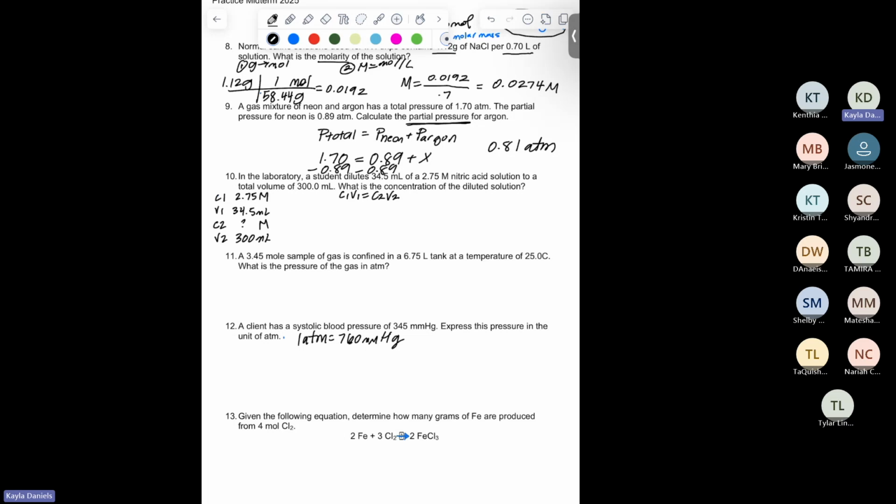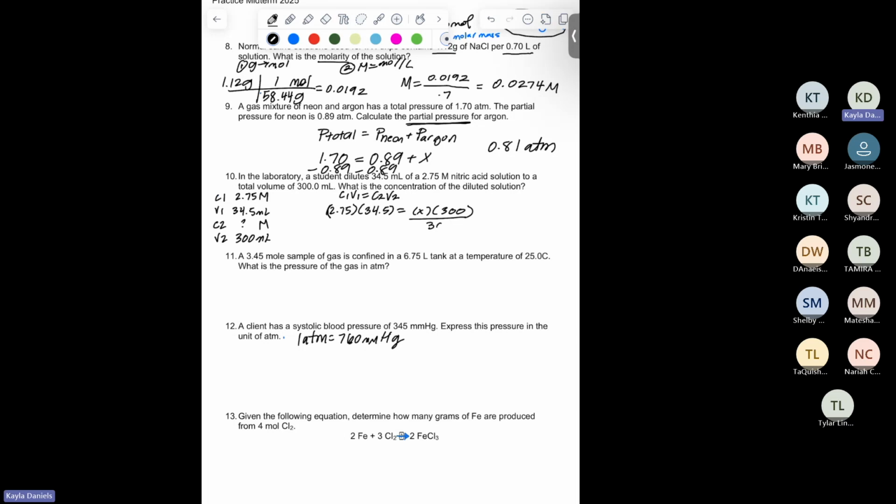So I got 2.75 times 34.5 equals X times 300. With the dilution equation, we want the solution to be diluted, so the concentration has to be less than what we started with. We started with 2.75, so I'm looking for a number that's less than that.